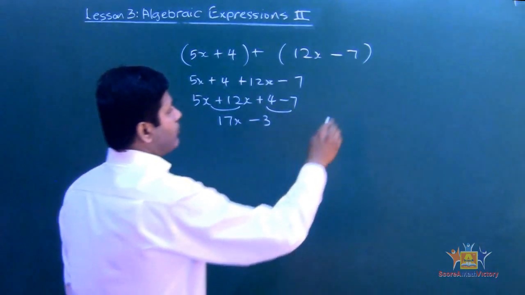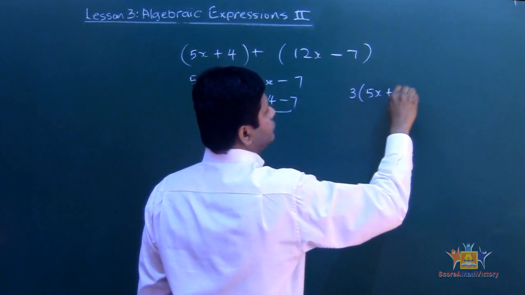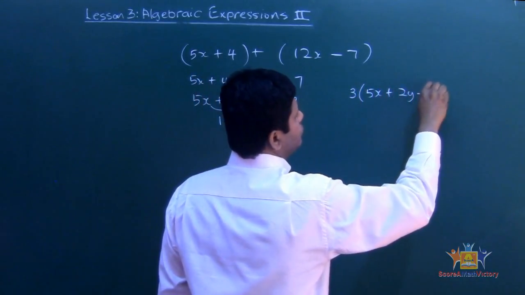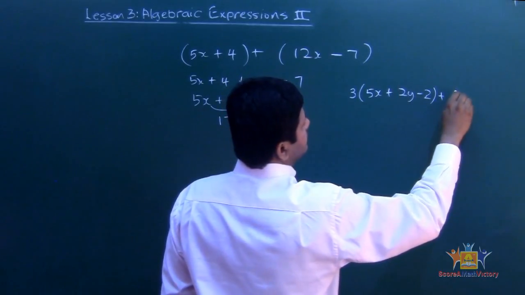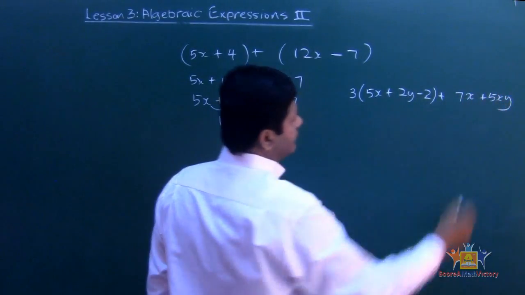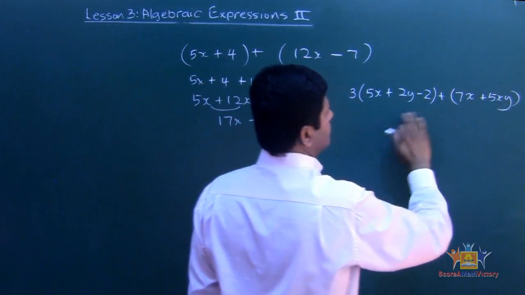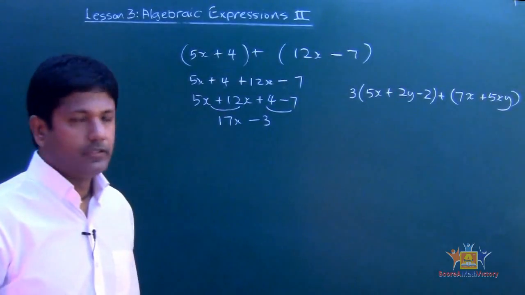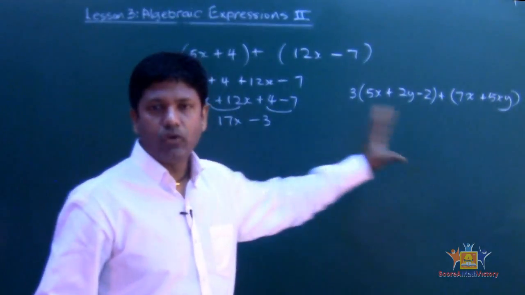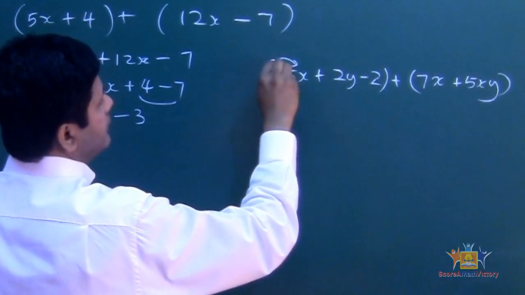Okay, let Mr. Mac give you more. Let's see, if I give you 3 times 5x plus 2y minus 2, and I'm adding it with, let's say, 7x plus 5xy. What's our goal? We're adding these two. Our first goal is to open the bracket. The 3 needs to be distributed.